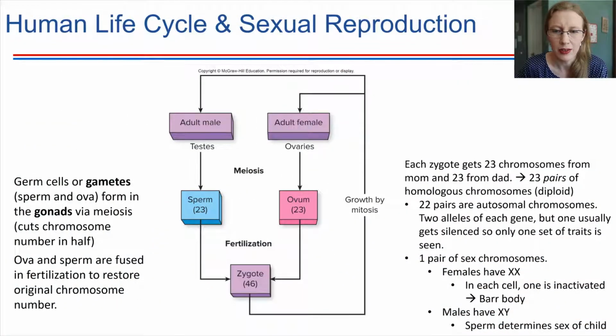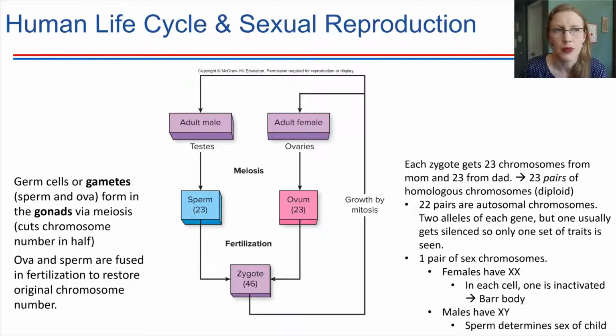The human life cycle. If we just take a look at this layout here, adult humans have reproductive organs, which are called gonads. In males, the gonads are the testes. In females, the gonads would be the ovaries. And those specialized organs are the sites where reproductive cells can be produced by meiosis. We talked about meiosis way earlier on in the semester, back when we were going through cell division. Meiosis is a special type of cell division where the chromosome number is halved.